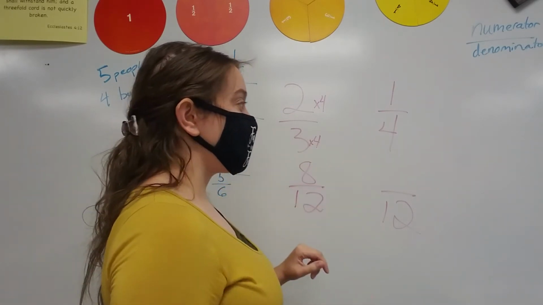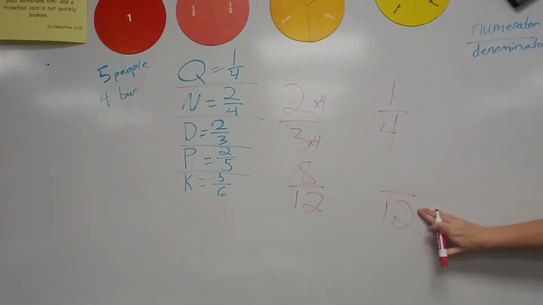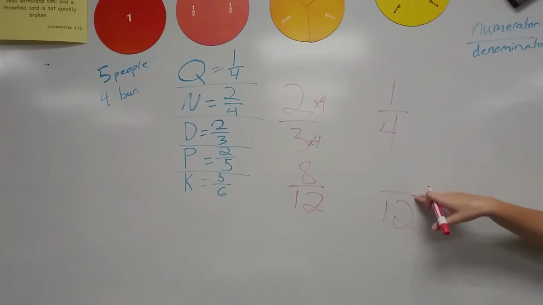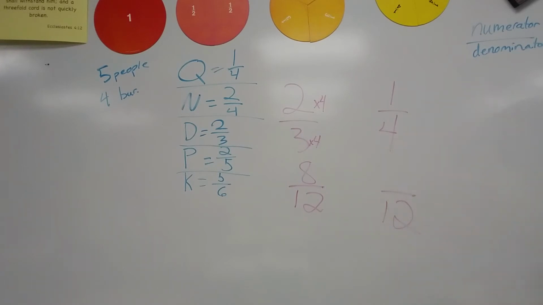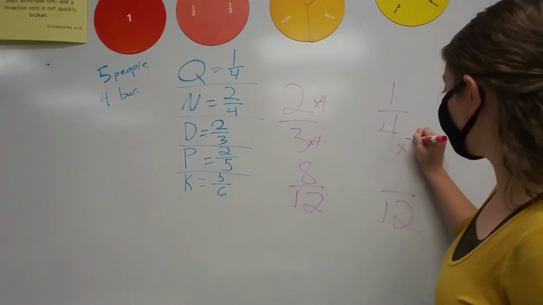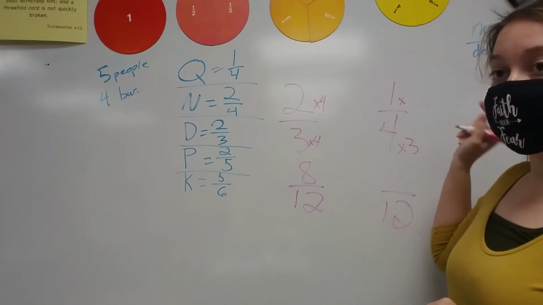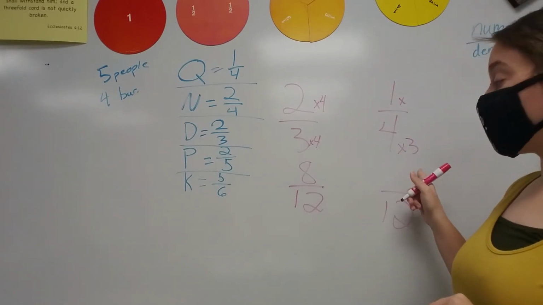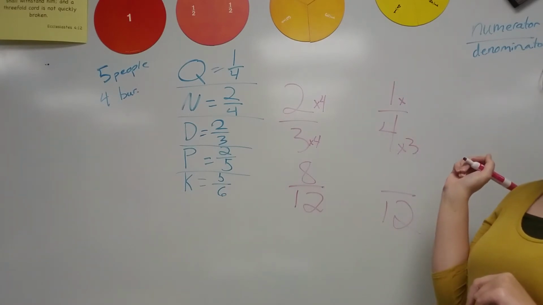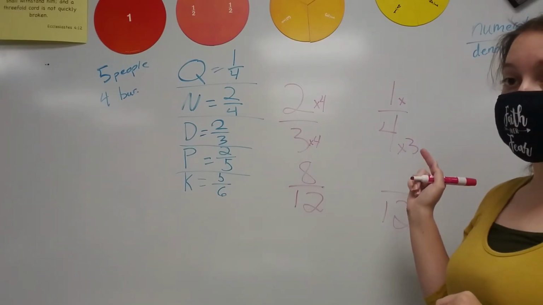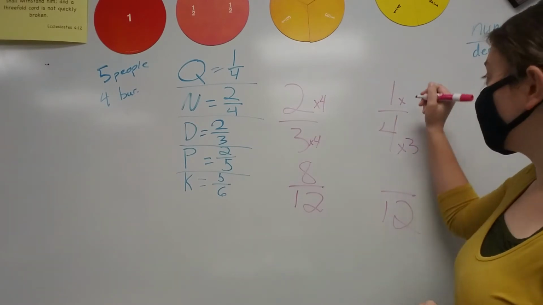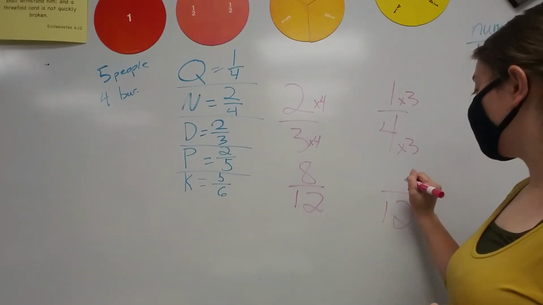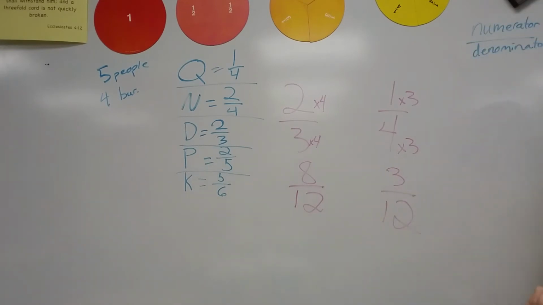Now, what did I do to go from 4 to 12? Joseph, what did I do to go from 4 to 12? What times 4 gets me 12? 3. So what do I need to do at the top, Sarah? If I multiply by 3 down here, what do I need to do up here? Multiply by 3. So what's 1 times 3, everyone? 3. Easy peasy. Okay, so now I have the same denominators. I have common denominators. All right?